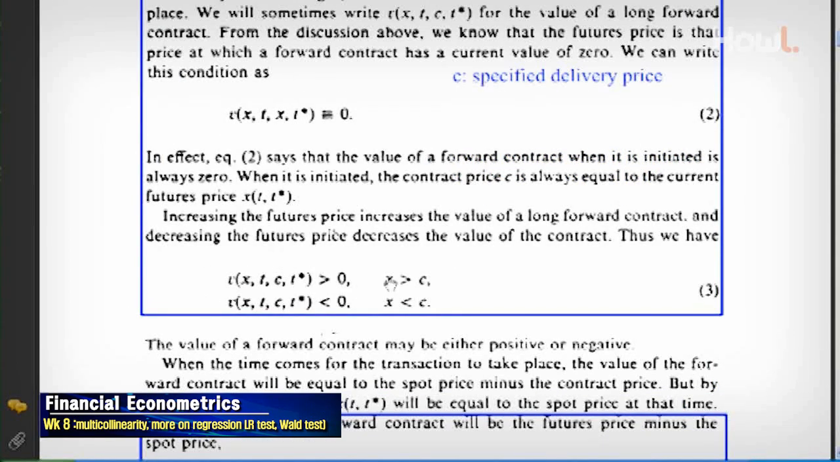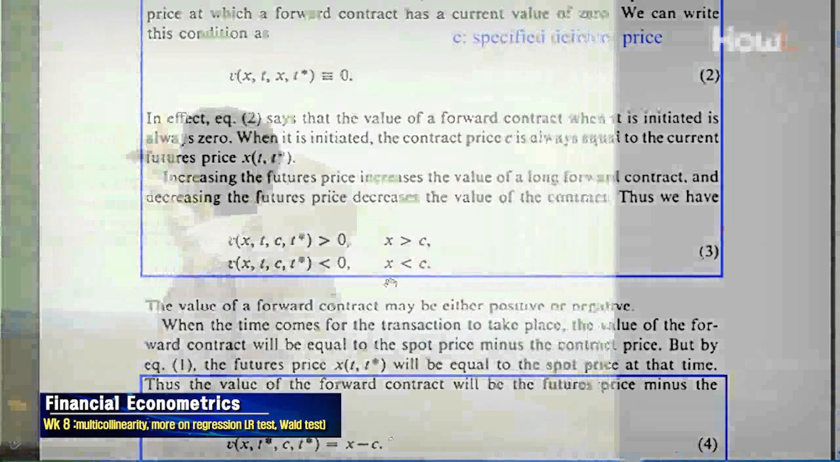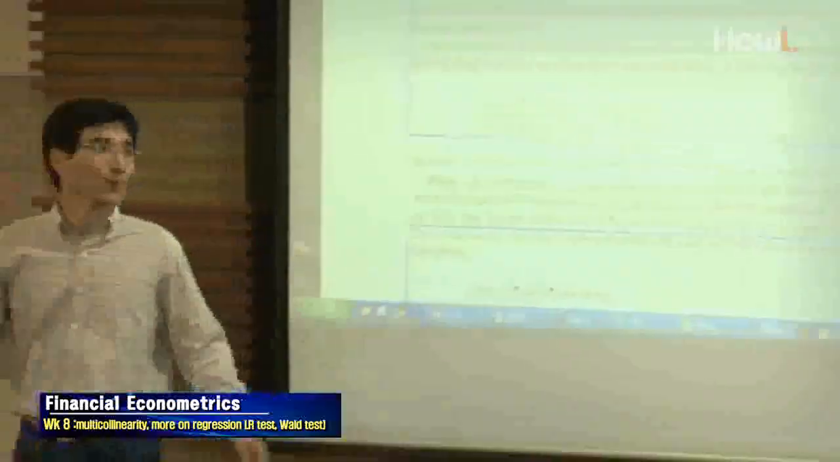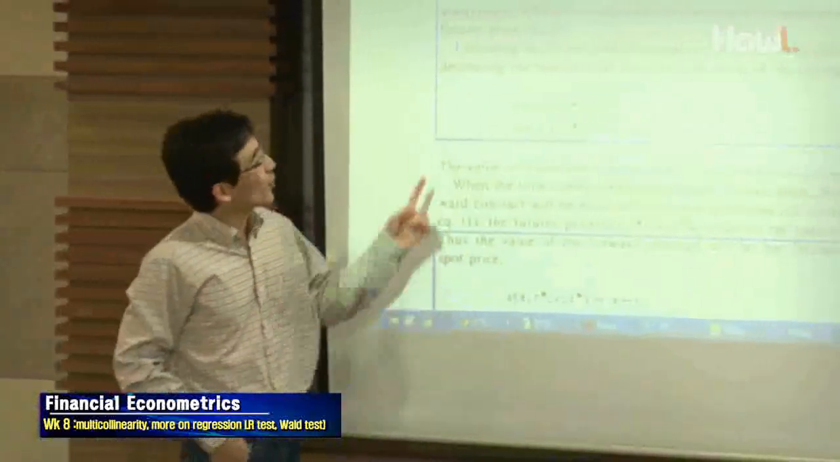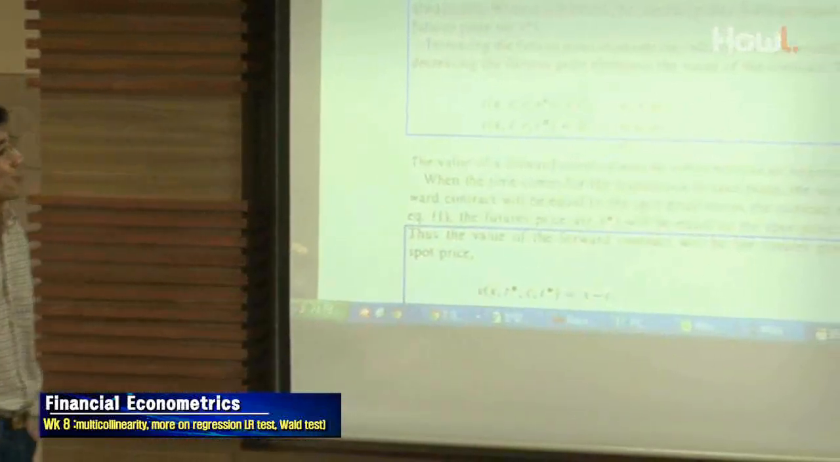Thus, we should have this relationship, right? So if X is greater than C, the value of the forward contract should be positive. If X is less than C, the value of this forward contract should be negative. 정주현, can you explain again why this should hold intuitively? When X is greater than C, why should the value of the forward contract be positive?